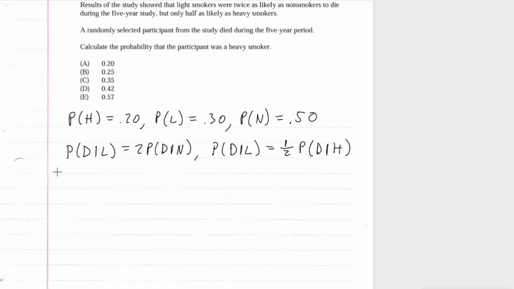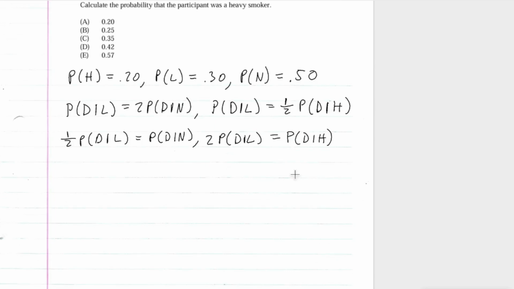So I can divide both sides on here to get 1/2 the probability of D given L is equal to the probability of D given N. And I'm going to have 2 times the probability of D given L is equal to the probability of D given H. And you'll see why I do that in a second.